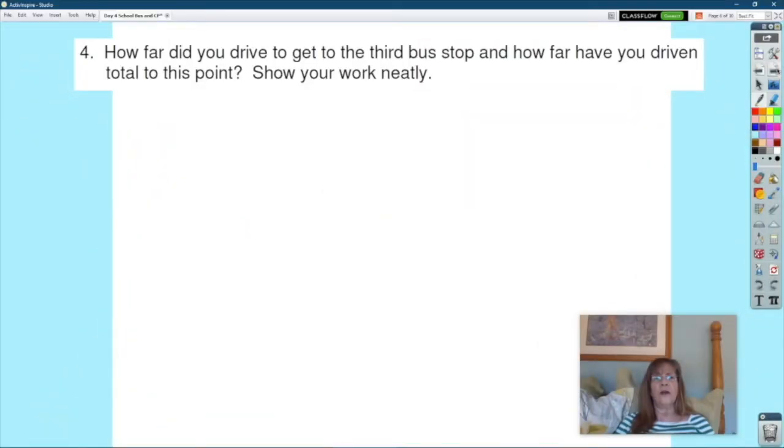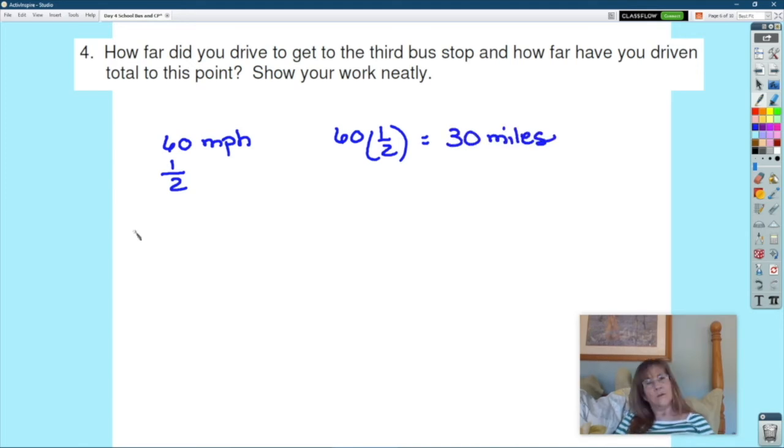How far did you drive to get to the third bus stop? And how far have you driven total to this point? Okay, so for the third one, we drove 60 miles per hour for half an hour. So 60 times 1/2 is equal to 30 miles. Then we went 10 miles to the first stop, we went 20 miles to the second stop, and we went 30 miles to get to this last stop. So when we add that together, we get 60 miles total.